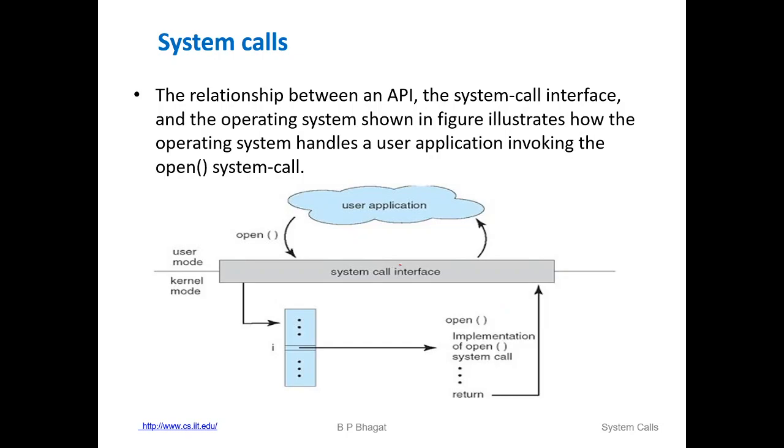Now let us see the relationship between an API, the system call interface and the operating system. This figure illustrates how the operating system handles the user application invoking the open system call. Here the open system call related to the user is sent to the system call interface, and then the operating system executes the open system call, and the corresponding resultant value or the return value is sent back to the system call interface, and finally it is given back to the user.